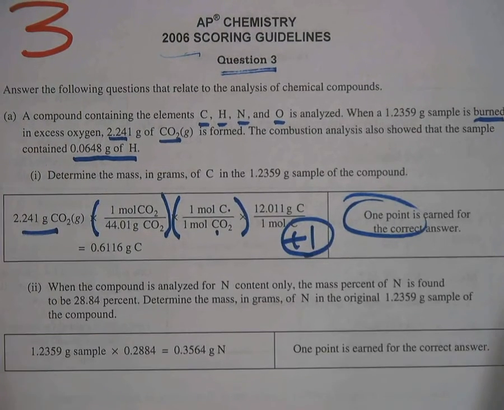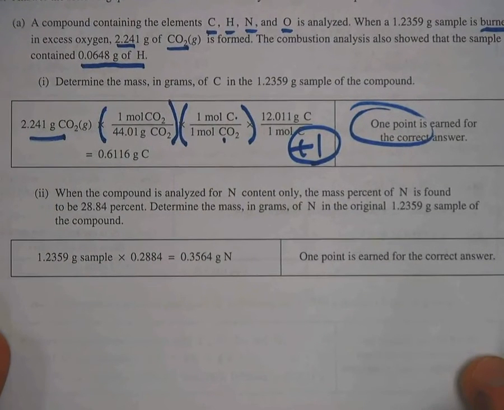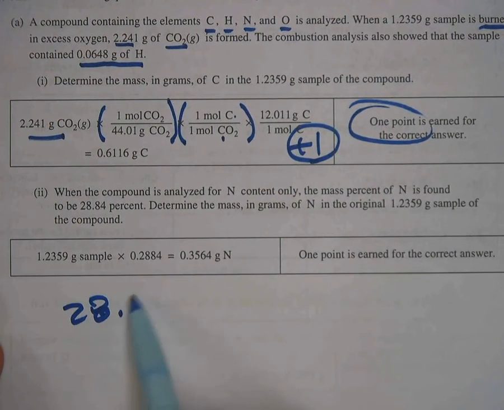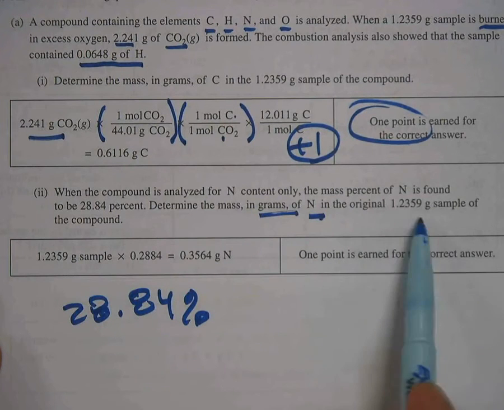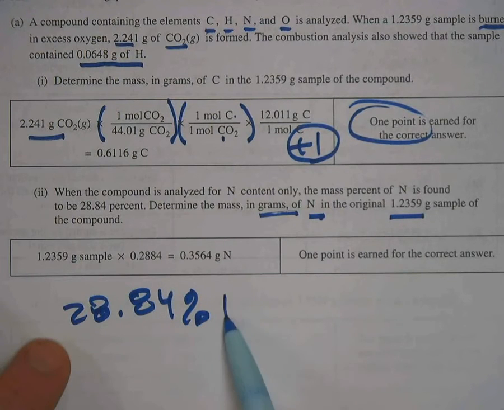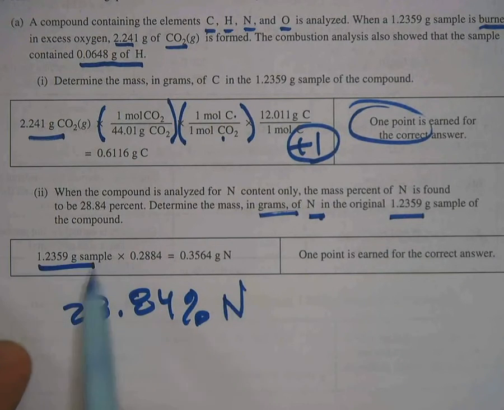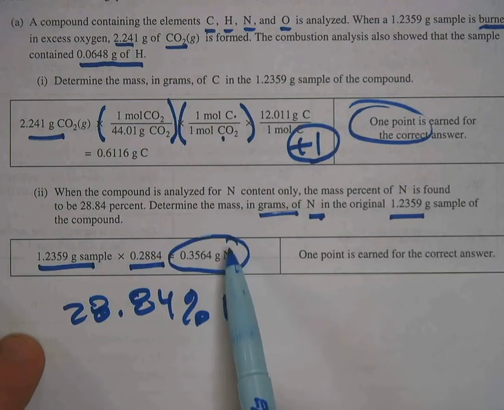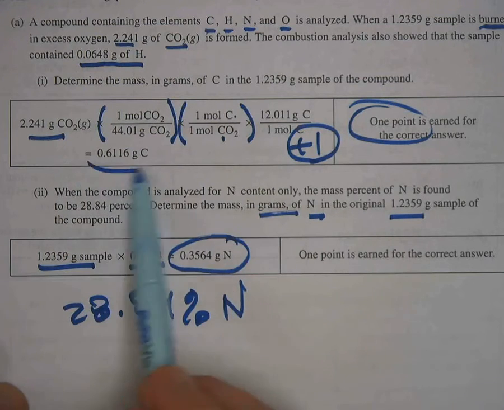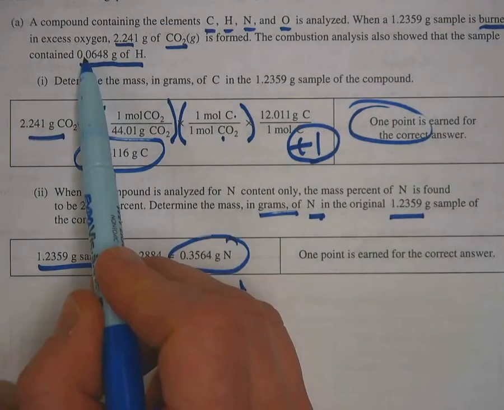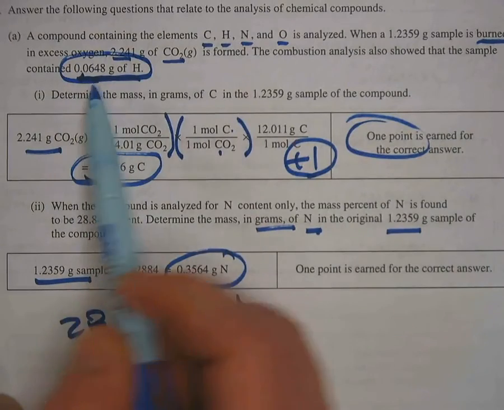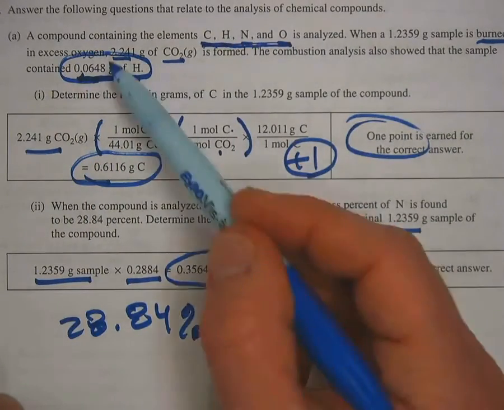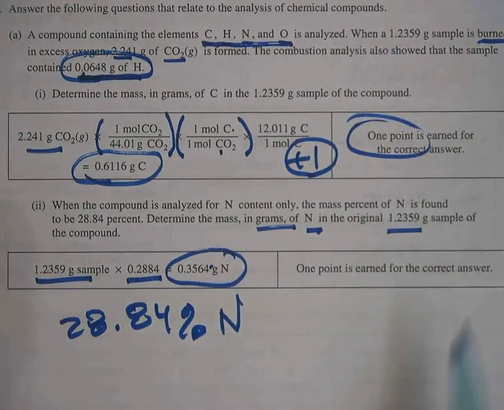When the compound is analyzed for nitrogen content only, the mass percent of nitrogen is found to be 28.84%. Okay? Determine the mass in grams of nitrogen in the original 1.2359 gram sample. So if I'm given a mass percent of nitrogen and I know the total grams of the sample, just multiply the percent times the grams, and now I know my grams of nitrogen. Okay, can you see where this problem's going? Because now you have grams of carbon, you have grams of nitrogen, and up here you had grams of hydrogen. And notice this thing was made up of 4 different things. You now have 3 of those. Guess what they're going to have you find?